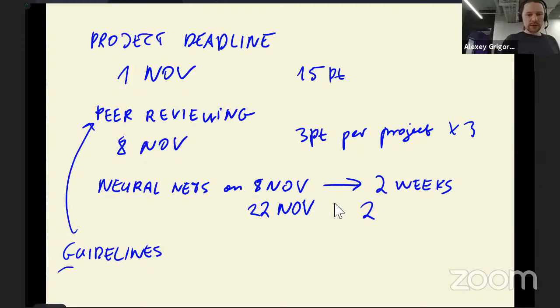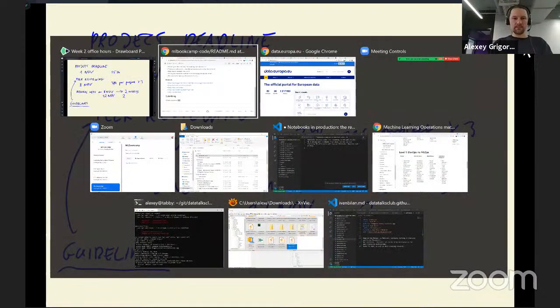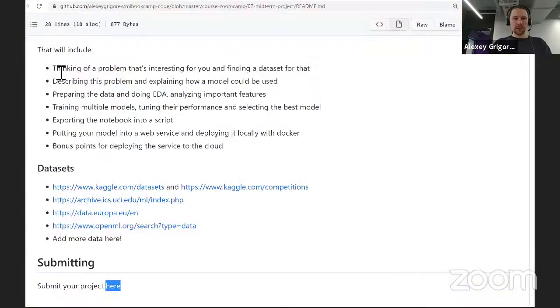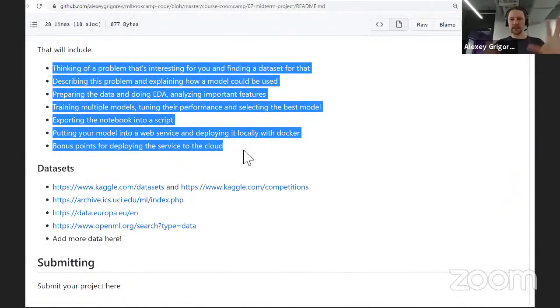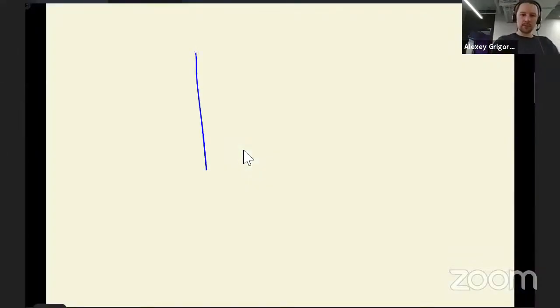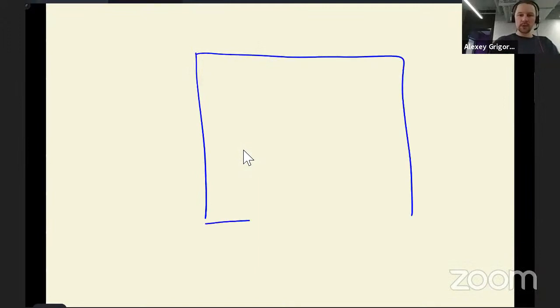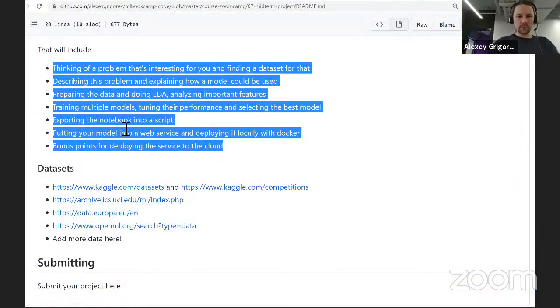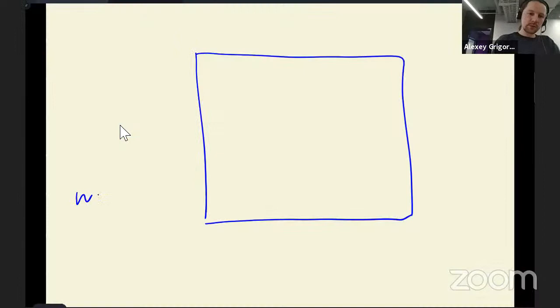So we'll try to release these guidelines before actually the project deadline. So you will have some ideas what exactly you will be evaluated against. I need to start preparing, but basically for each of these lines, there will be a table. Let's say here will be web service, for example.